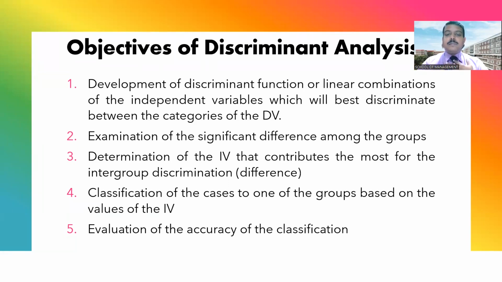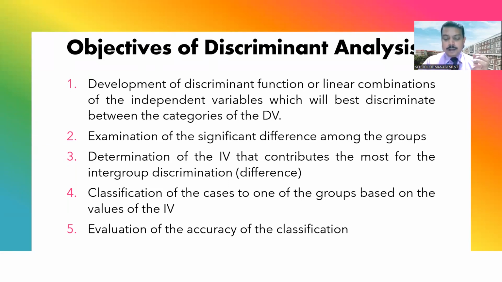Second objective, examination of the significant difference among the groups. We have two categories, and these two categories should be at opposite ends. There should be a significant difference between these two groups. They should not be close to each other. The two categories should be well distant apart. Third, determination of the independent variable that contributes the most to the intergroup discrimination.